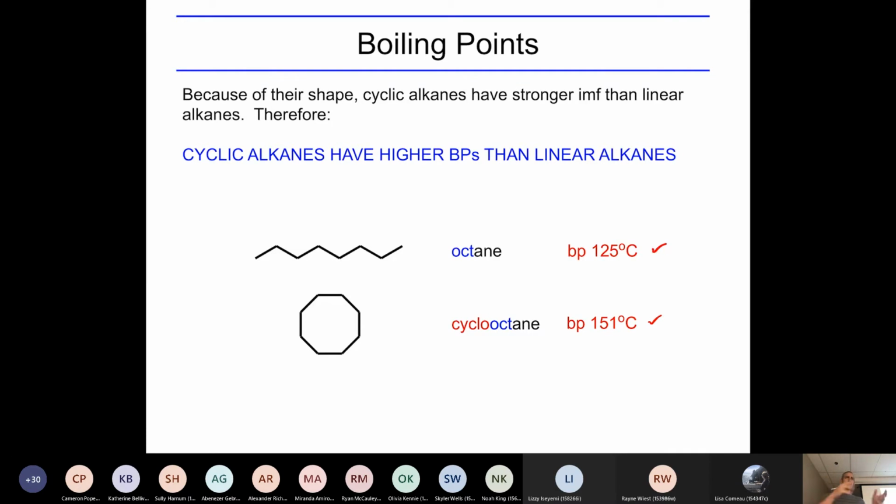Maybe it's because the linear chains can ball up as well. They're not always long, and maybe some of them get compact, where this is always sort of like a plate, right? In fact, we're going to look more in detail at what the shapes of these things are. But if they're flatter, they're easier to stack, they can interact more, and surface area, whatever it is, they have higher boiling points. We know this for sure.